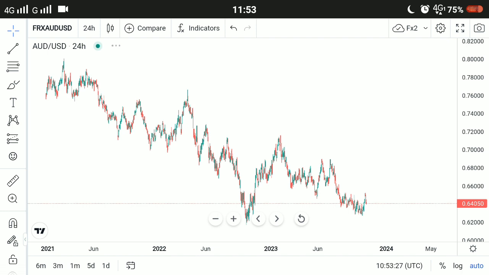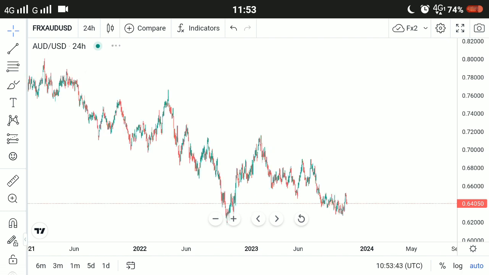Guys, I know it's been a while since we came on here to do analysis and forecasting on pairs like AUD USD and other pairs. Those delays were based on technical issues, but right now we are fully back, guys. We'll be updating you with analysis weekly.